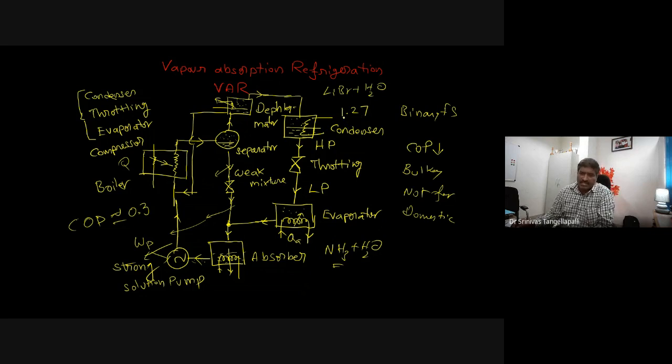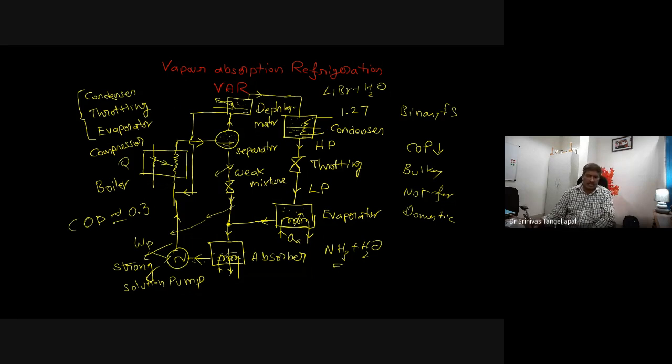Single effect means less than 1 only. That's why generally I am saying the COP of vapor absorption refrigeration system is less than 1. But vapor compression refrigeration system is 3.5, which is too high compared to the vapor absorption refrigeration system. They are rich. They are using high grade energy. But this vapor absorption refrigeration system has the merit that you can use waste heat and renewable energy.